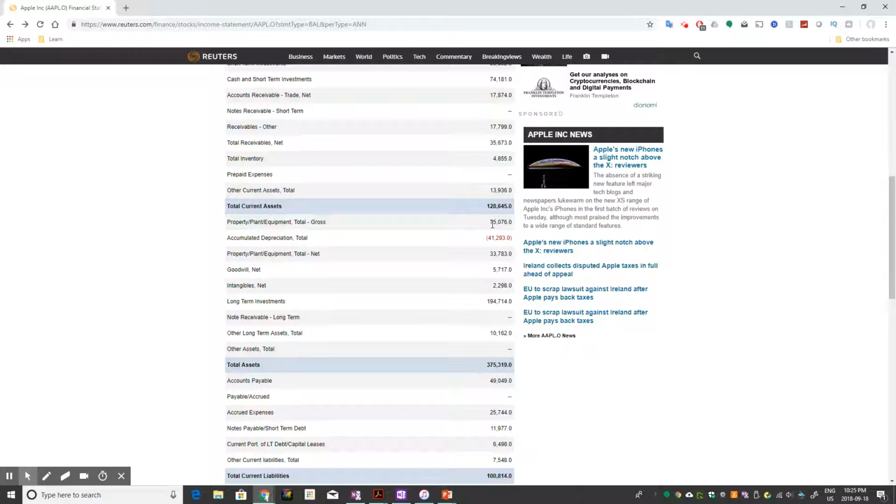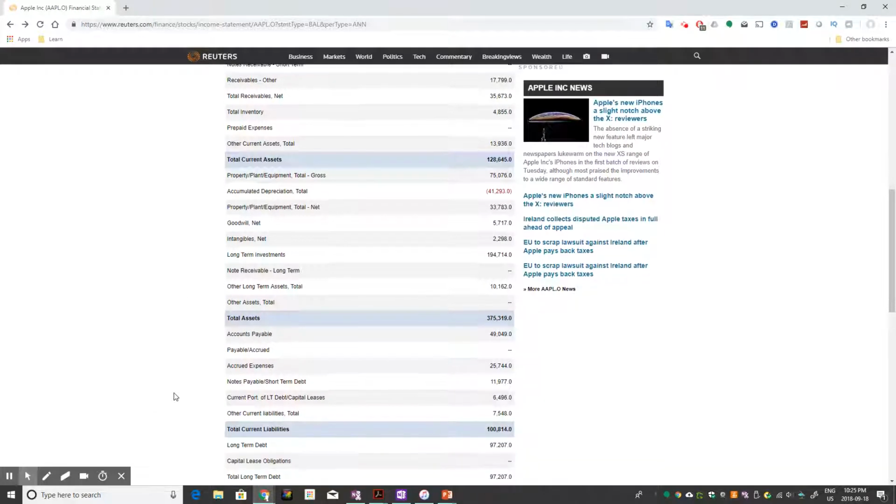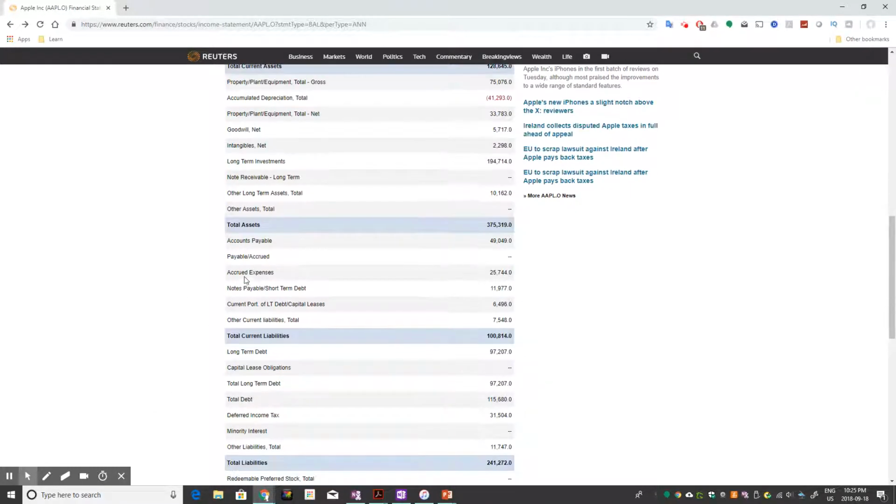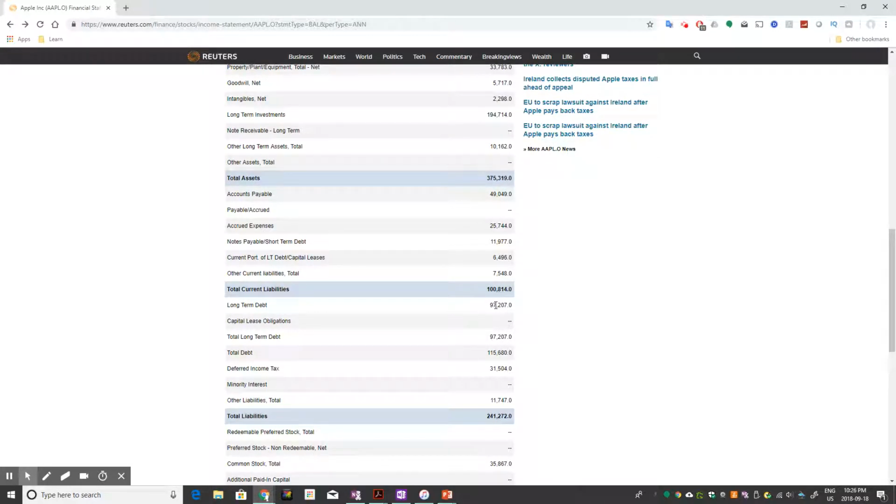And other long term assets they have 10. But I'm a little bit worried here. This kind of thing you can quickly see, right? It's just common sense as well. So we are not just listing, okay, these are, let's say, the accounts payable. So they still need to pay 49,049 million, and accrued expenses and all. The long term debt is quite high, actually. I find 97,207 for them, and this is the total debt.